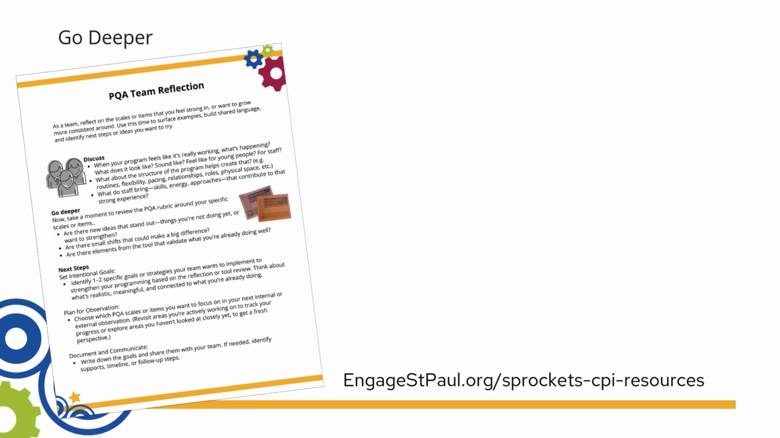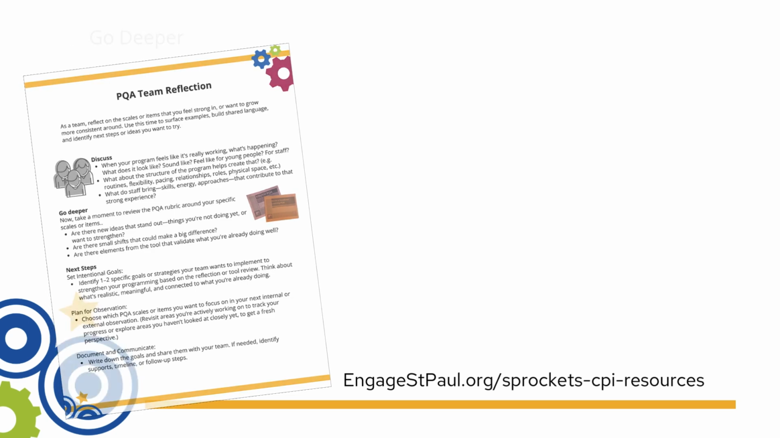On the Sprocket CPI resource page, in the PQA resources folder on the right-hand side, you'll find supporting documents, including the backside of the prioritization sheet that's shown here. This also is the backside of the Getting Started with the PQA guide, which is just another approach to this conversation. These reflection questions can help you as you're digging into those items and scales. The full PQA tool is also there for reference.